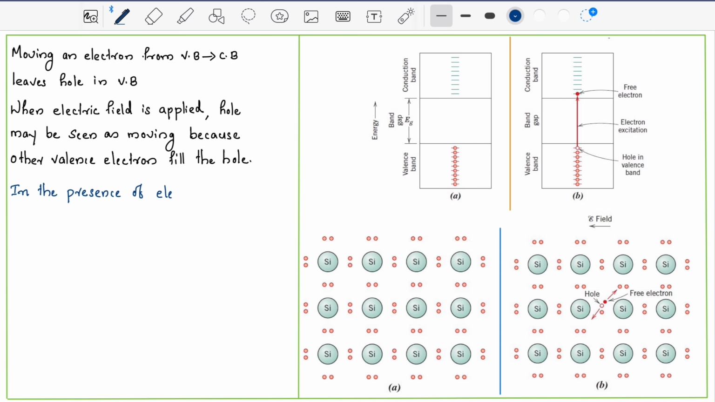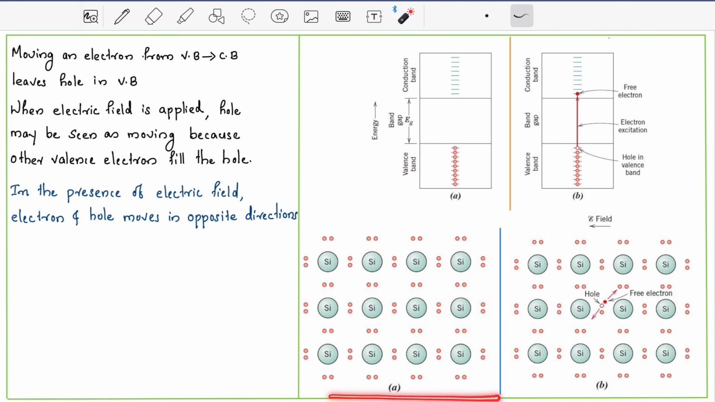Thus, in the presence of an electric field, the electron and hole will move in opposite directions. This is represented using an example of silicon. When the electric field is applied, the free electron and hole are moving in opposite directions.